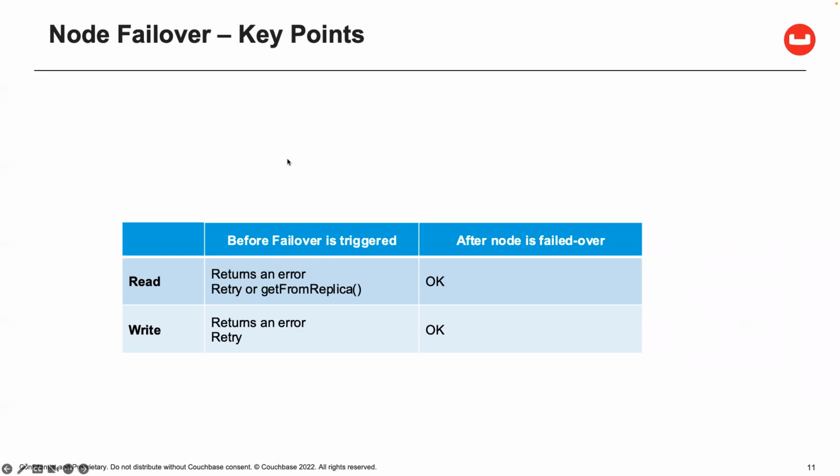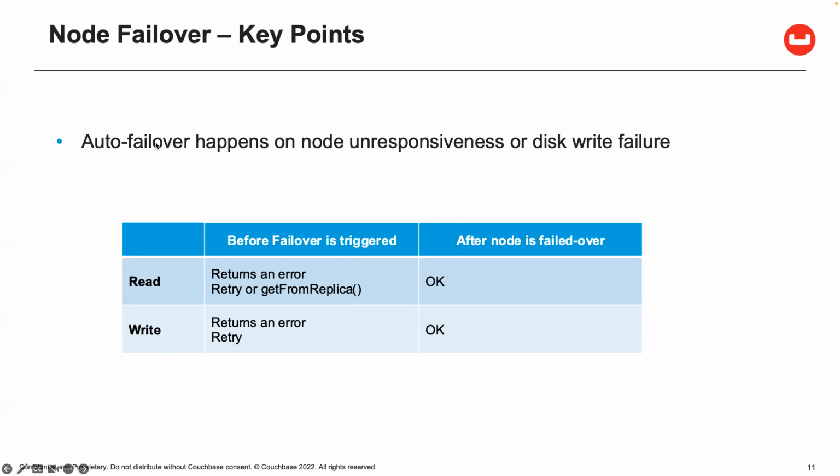So some key points: it happens when there is an unresponsive node, because the cluster manager, which is the coordinator of our cluster, can tell that particular node is not responding, or a disk write fails because it can't get to it. That would be a condition that would trigger your auto failover. And the fastest that can happen is 5 seconds. If for whatever reason you want, you can delay that auto failover up to 120 seconds.